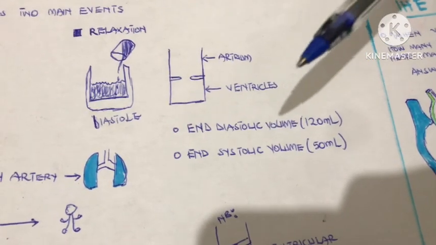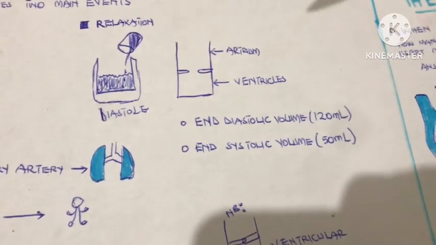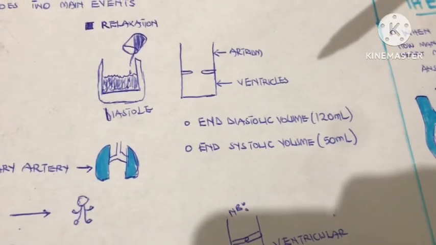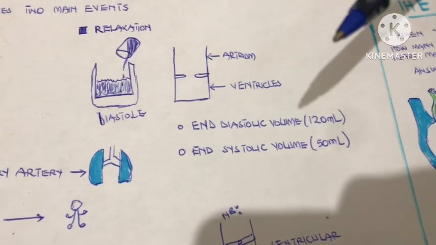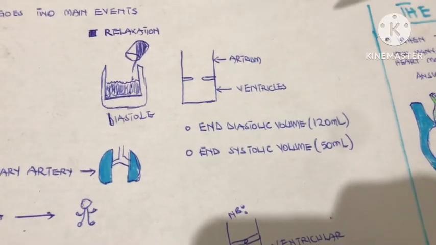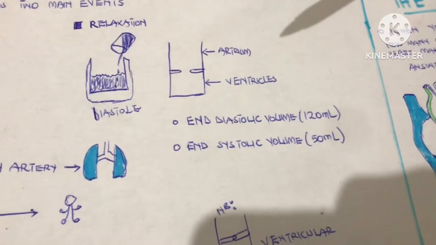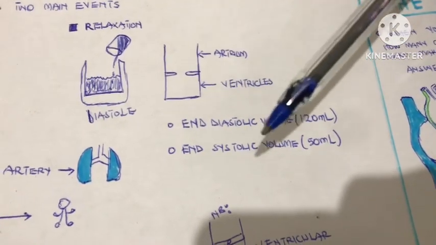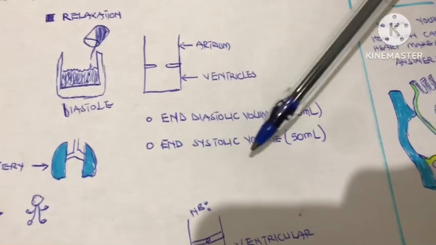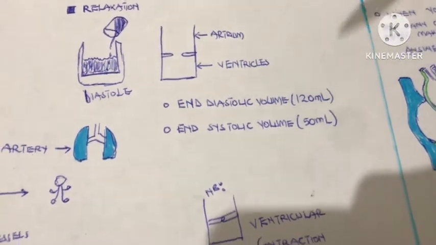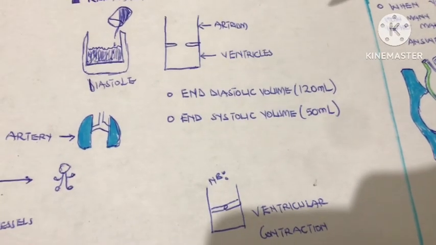After the contraction of the heart, to be specific, after the ventricular contraction, some of the blood is left in the ventricles. Not all the blood is pumped. Some of it is left in the ventricles, and the blood left is called the end systolic volume, and it is averagely 50 ml. Hope you understand.